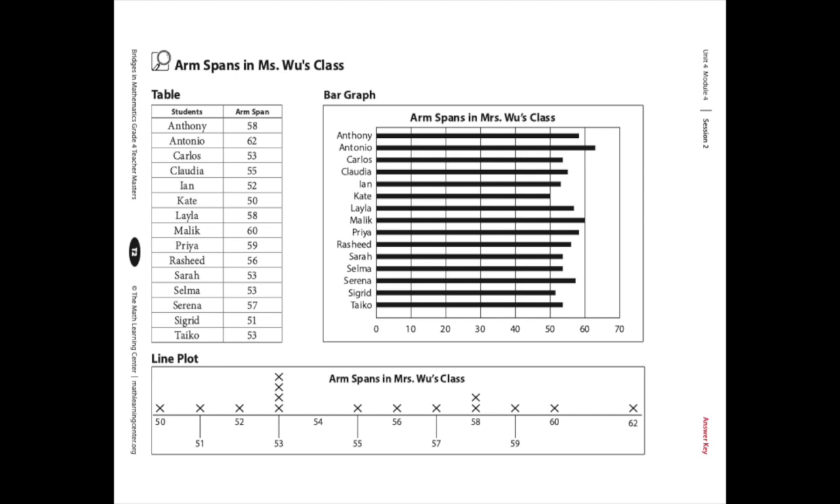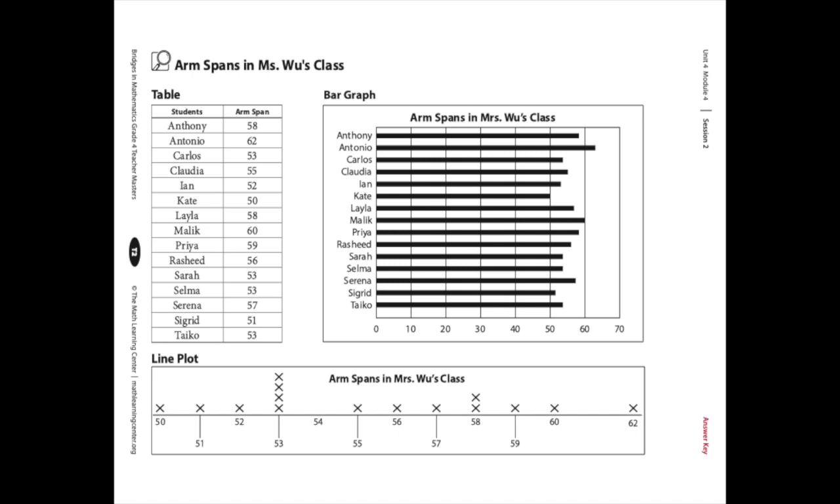Okay? You'll notice that, as I said earlier, it does look like a number line. Okay? But this number line has X's at the top. And hopefully in the time that you took to connect all this information, you would have noticed that the same data points can also be seen on the table and on the bar graph. Okay? For example, Anthony, the first student there, had an arm span of 58. Okay? And we saw that Anthony also had a bar graph there. And if we analyze the bar graph, it was higher than 50, but lower than 60. So we could have assumed that that was 58.